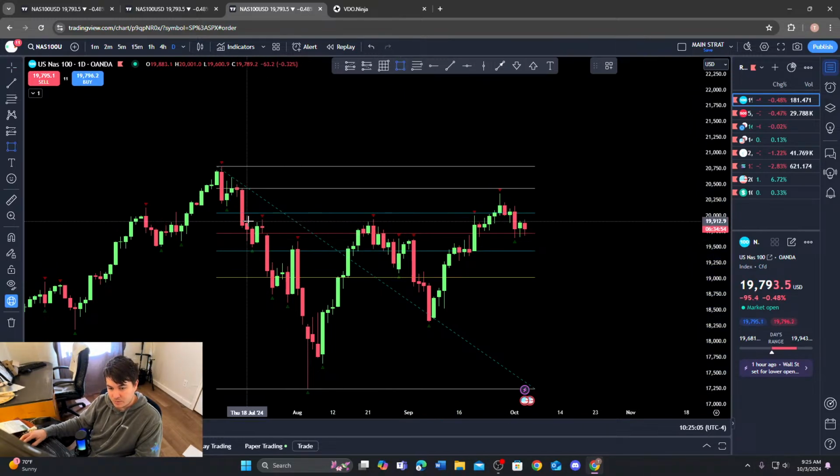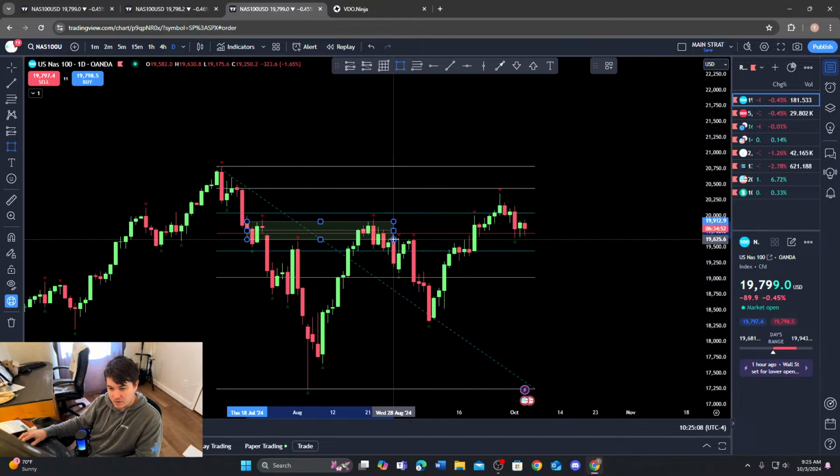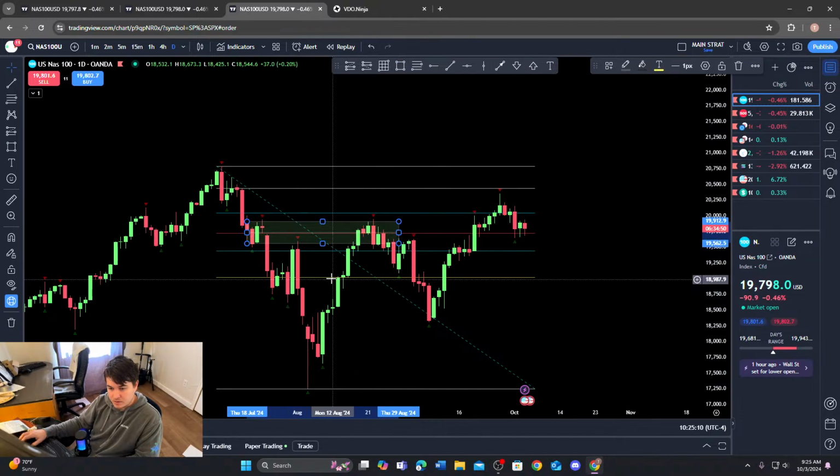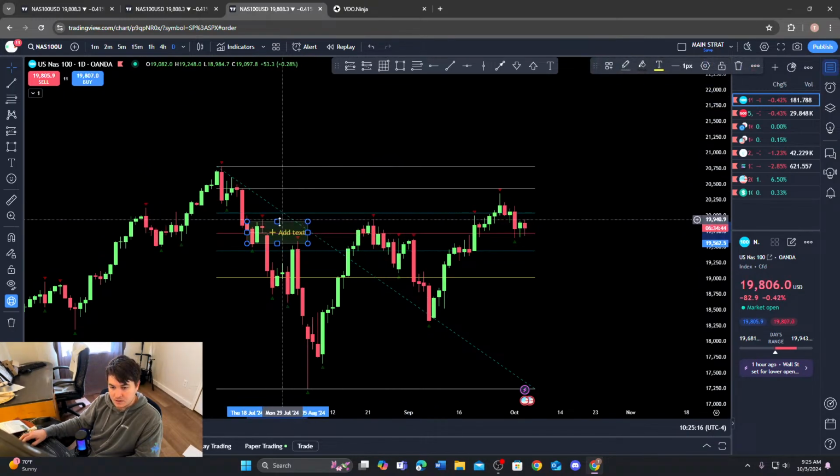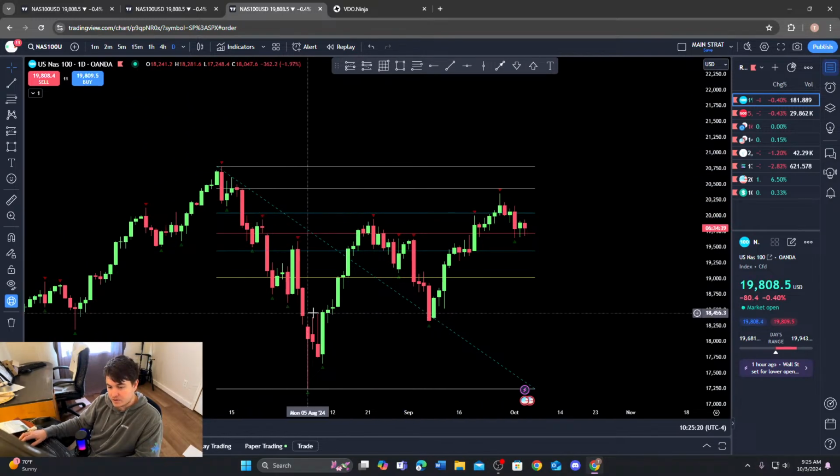So for example, we have an order block here. As soon as price went into that, we can look for trade setups. That's on the daily at least. And when we're trading, you want to know what range you're trading in.